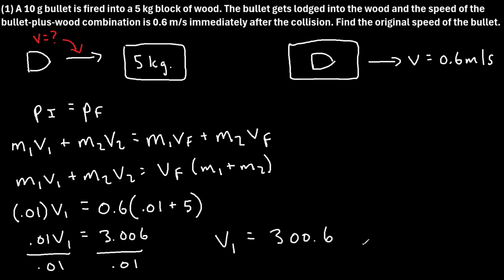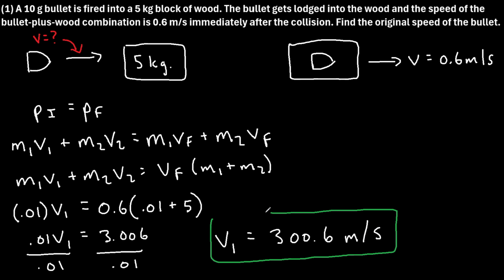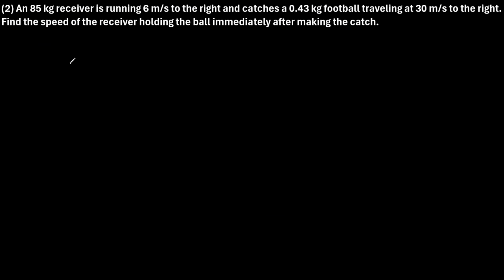And we're talking about velocity, so we'll say meters per second. So that's our final answer on that one. That is the original speed of the bullet. All right, let's check out this second example.